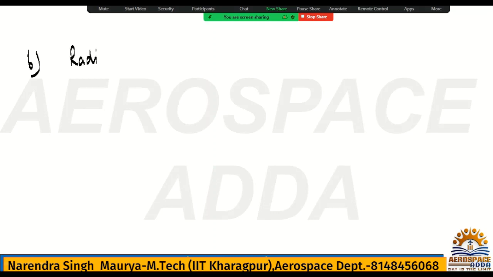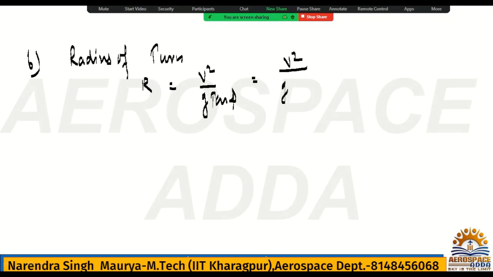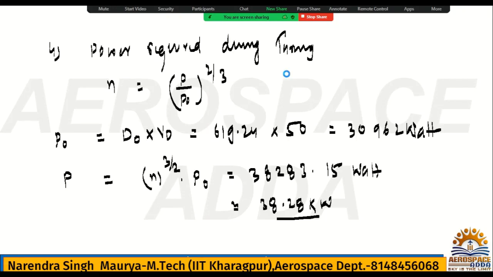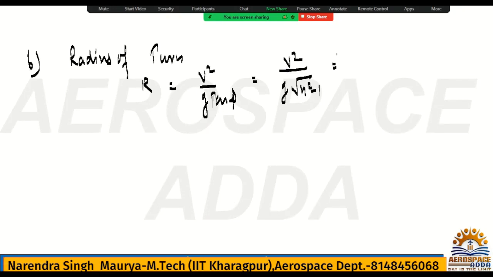Radius of turn. What is the radius of turn? It is nothing but, formula if you write, V square by G tan phi, or you can say V square by G root of n square minus 1. Now you have velocity during turning. You can also write V naught in terms of that, you can write V naught root n. It's your choice, because V naught and V both you have now. It's your choice in what format you want to calculate.